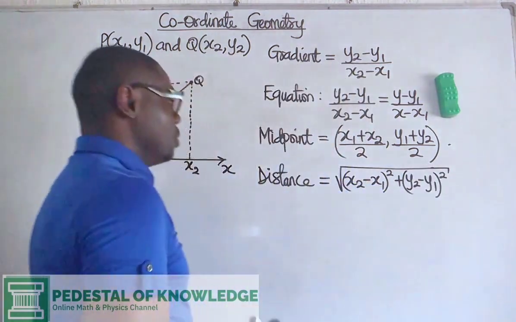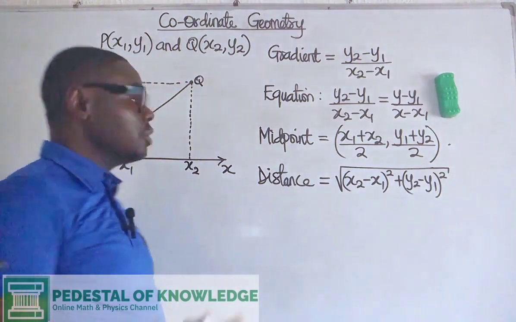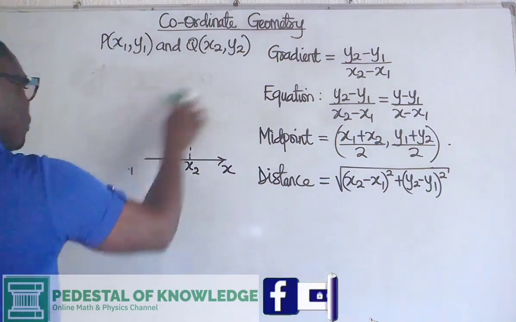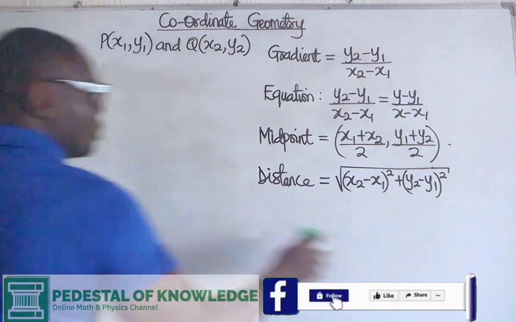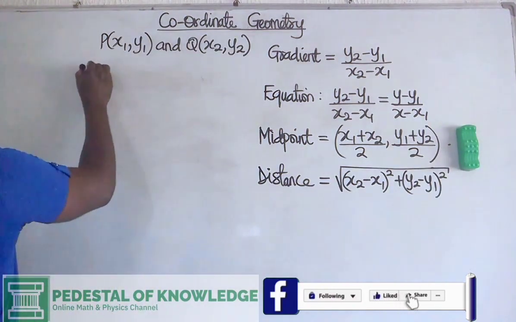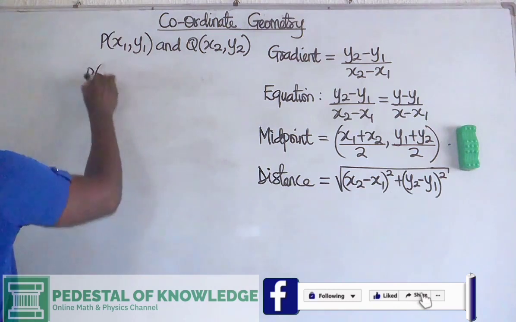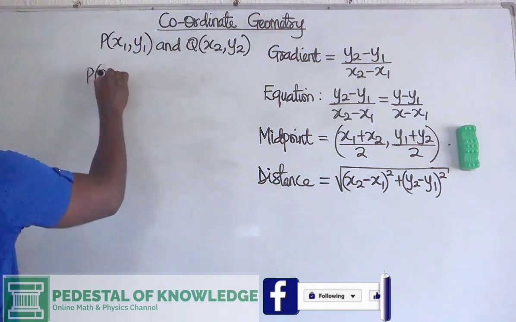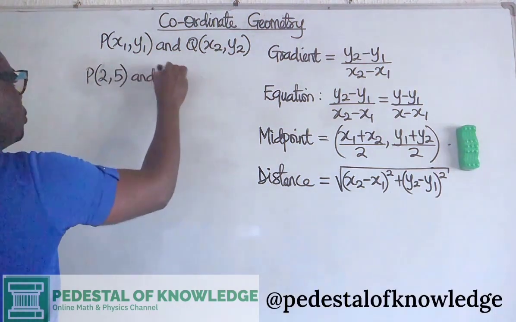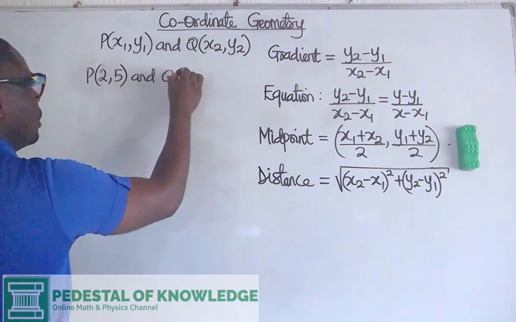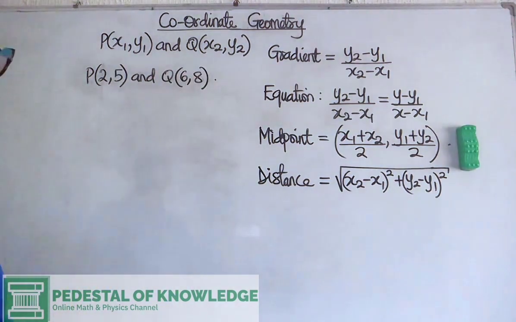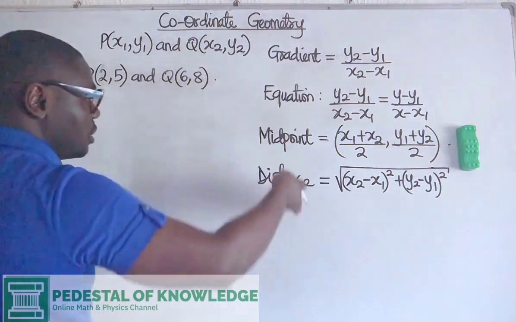Okay, now let's use just an example to illustrate what we are talking about. Now suppose we have 2 points P and Q such that P is on coordinates 2, 5 and Q is on coordinates maybe 6, 8. Okay, now let us use these 2 points to drive these concepts home.